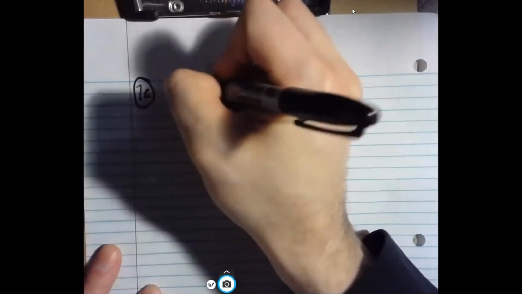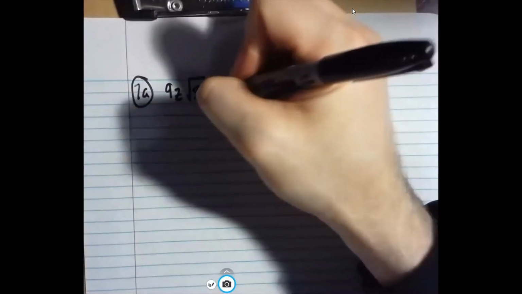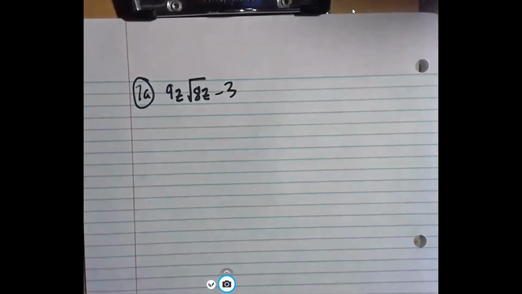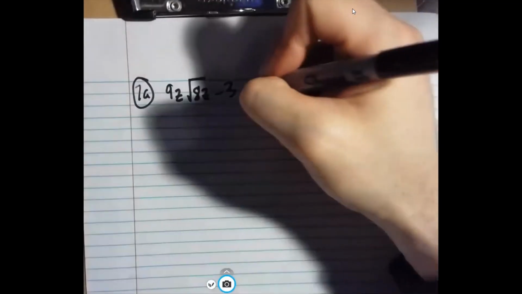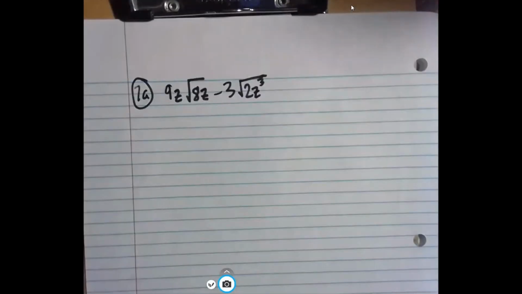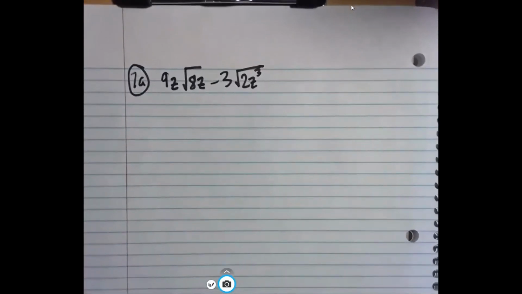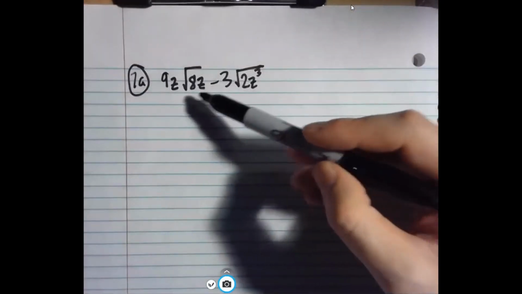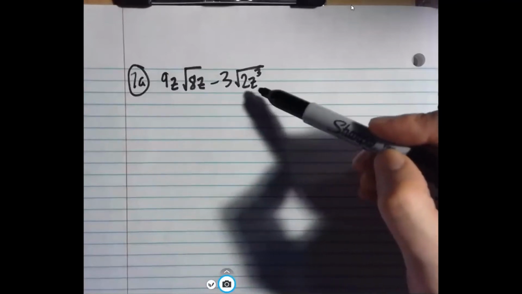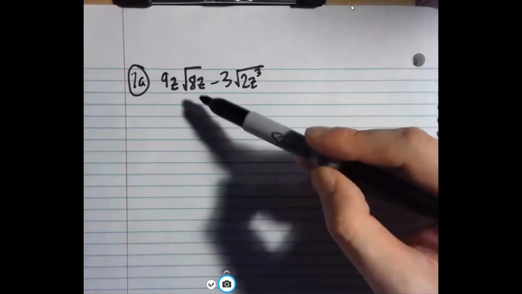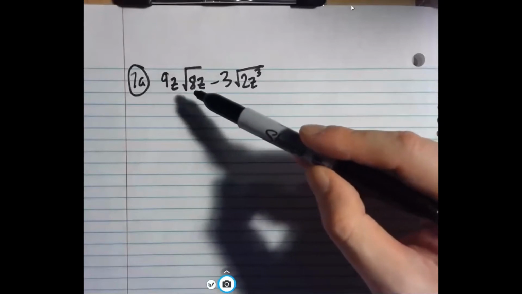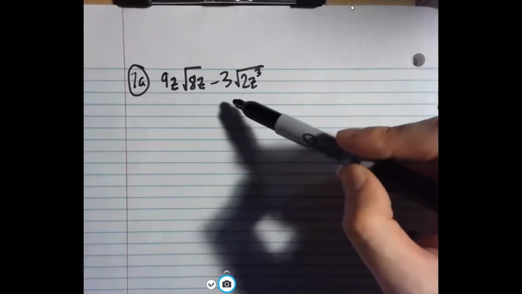And 7a, we have 9z square root of 8z minus 3 square root of 2z to the third. So when you subtract radicals, you cannot subtract them unless they're like radicals. So this radicand is 8z, this radicand is 2z to the third. So at the moment, we can't subtract these. But what we can do is simplify both of those radicals.